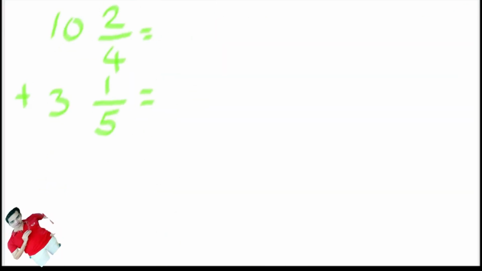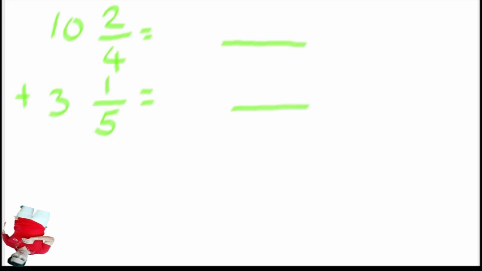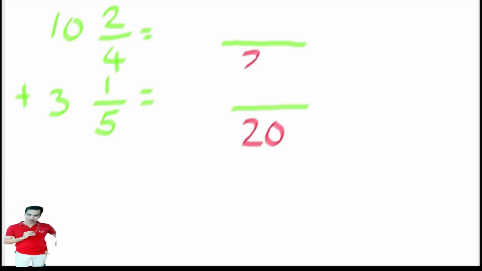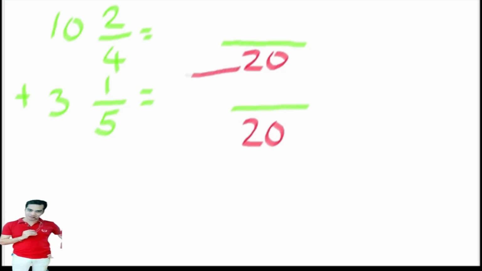Another one, 10 and 2/4 plus 3 and 1/5. What is the LCD of 4 and 5? The LCD of 4 and 5 is 20. Just write 20 at the denominator. After you write the denominator, you are going to divide both sides.